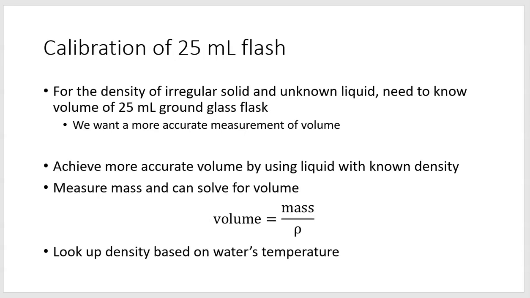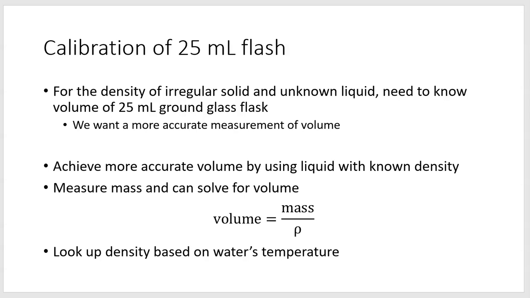So the first thing we're going to do, for the second and third parts of the experiment, we're going to measure the density of an irregular solid and of an unknown liquid, and we need to know the volume of a 25 milliliter flask. Oh, sorry, it says flash there. This is flask. So the 25 milliliter that's printed on the side of the flask is not entirely accurate. It's just an approximation, and we want a more accurate measurement of the volume.